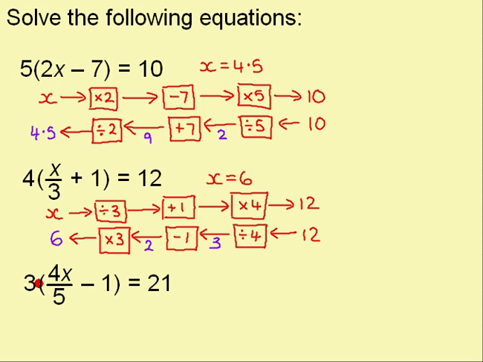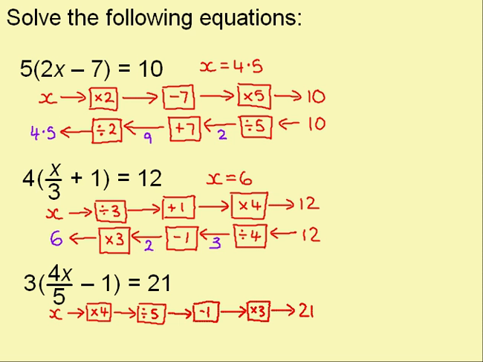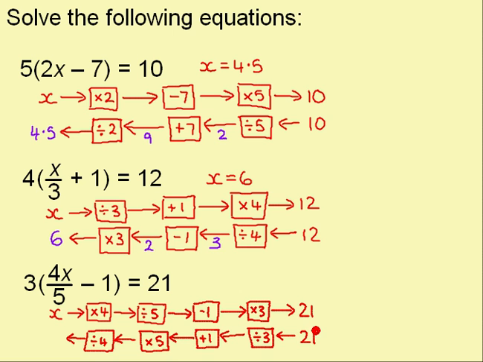This last one is a really difficult looking one, but I do it in exactly the same way. My flowchart will look like this, and my reversed flowchart will look like this. So 21 divided by 3 is 7, plus 1 is 8, times by 5 is 40, and divided by 4 gives me 10. So the answer for this really difficult looking one is that x equals 10.